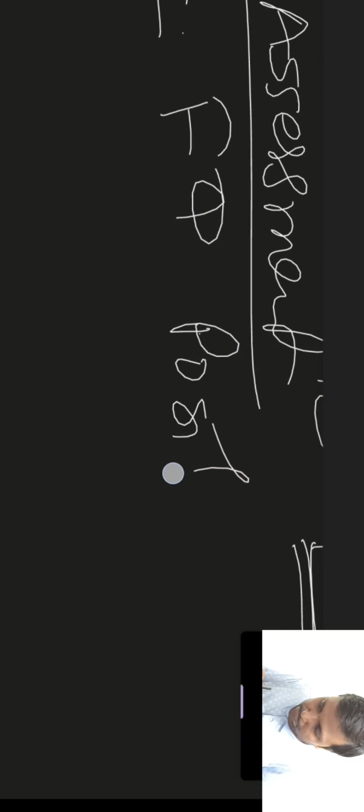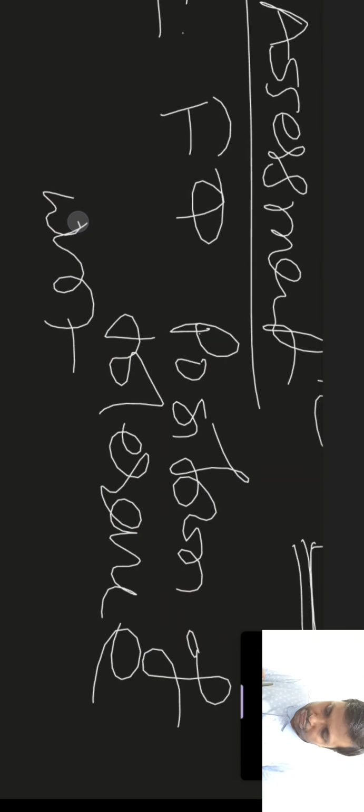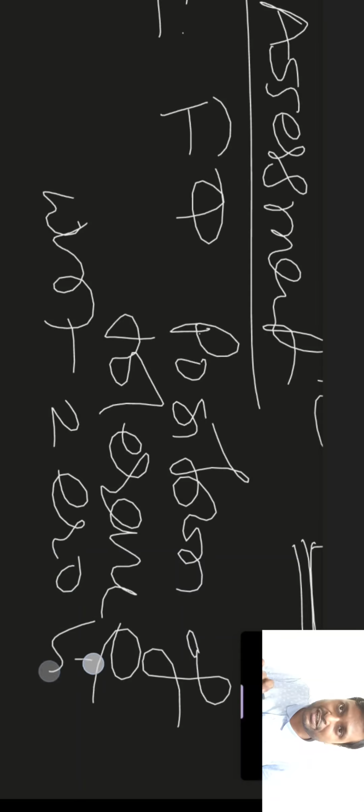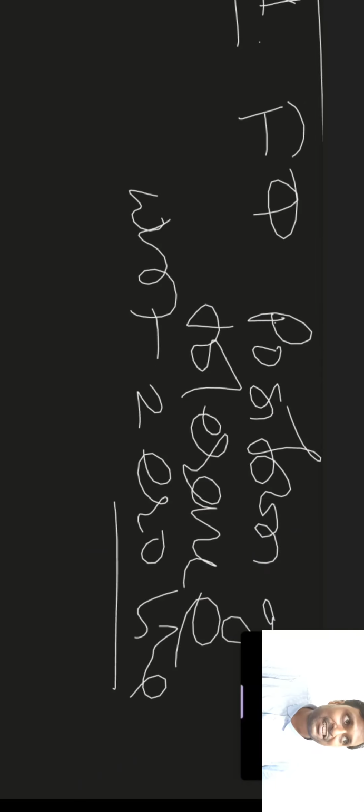Fundamental deviation, let's listen and answer. Fundamental deviation defines the position of the tolerance zone with respect to the zero line. You have to state true or false. So it's true.